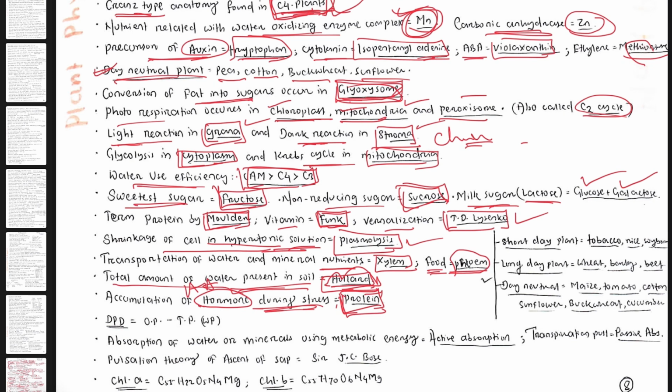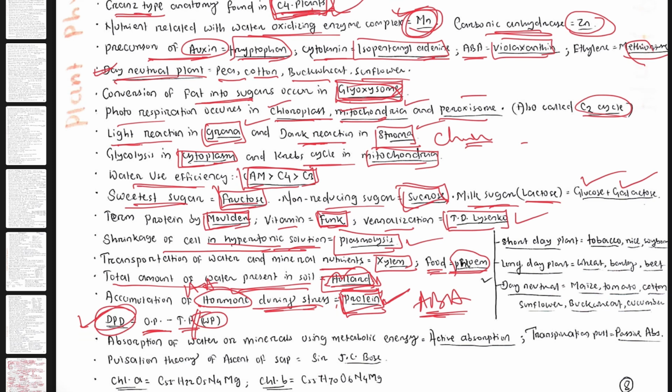Which amino acid is accumulated during stress? That will be proline. But if the question asks which hormone is accumulated during stress, the answer will be ABA, abscisic acid. What is diffusion pressure deficit? The formula of diffusion pressure deficit is equal to osmotic pressure minus turgor pressure or wall pressure. Turgor pressure is also known as wall pressure. So DPD is equal to OP minus WP or OP minus TP.